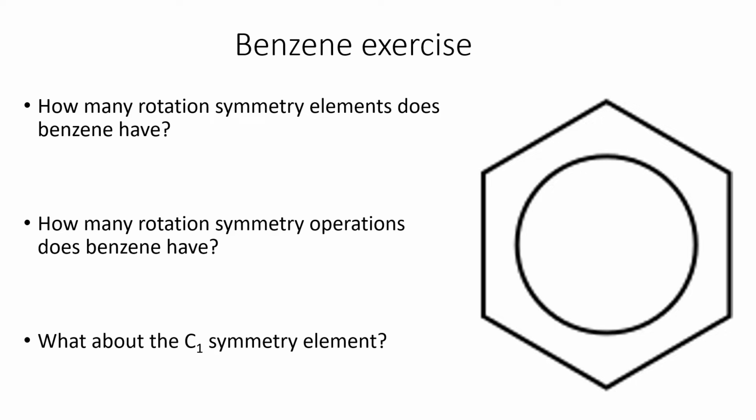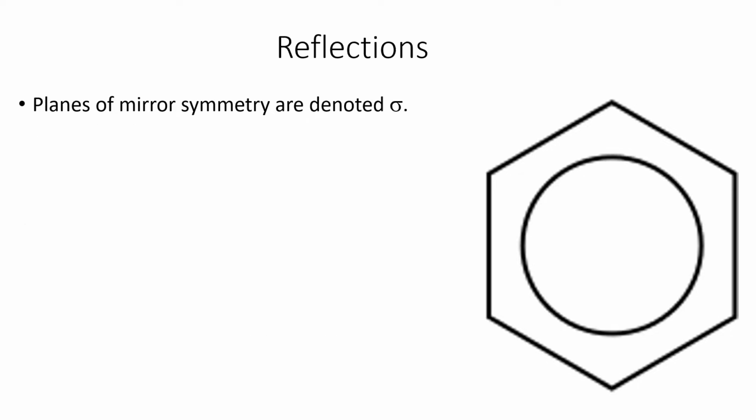So important, in fact, that it gets its own special label, E, and it's called the identity element, or the identity operation. If you like, it's the do-nothing operation. And so we'll be referring to this quite a bit more. And next, on to reflections.